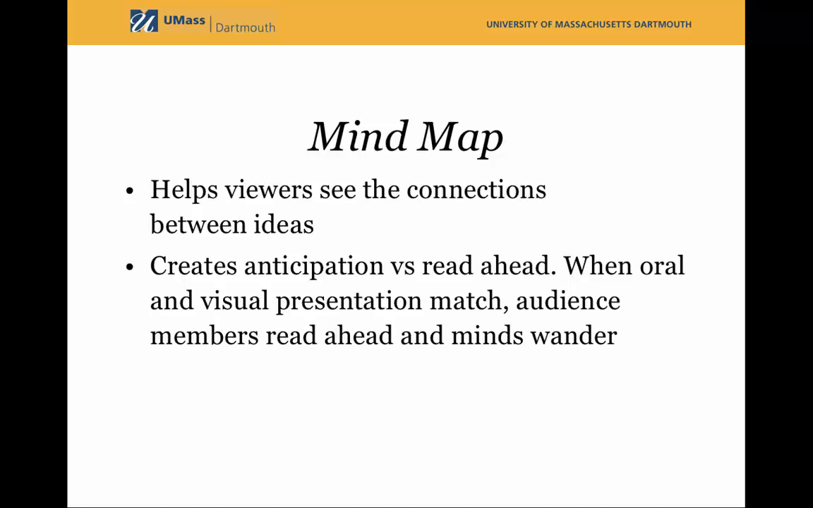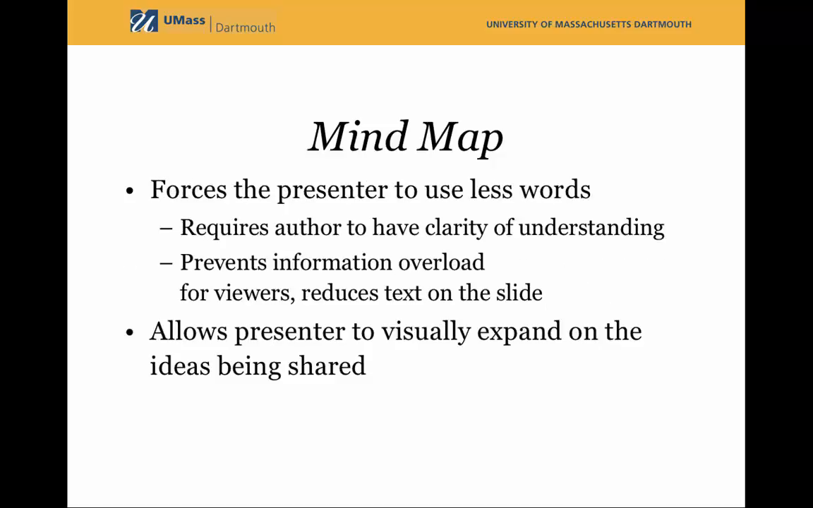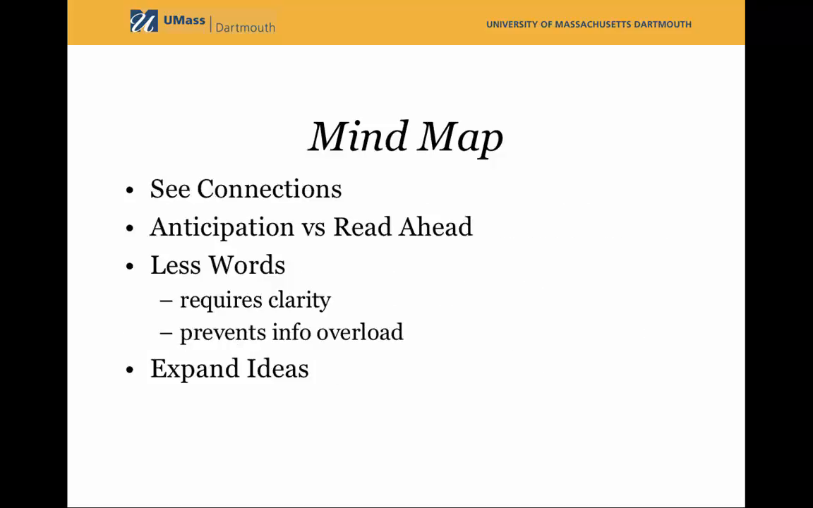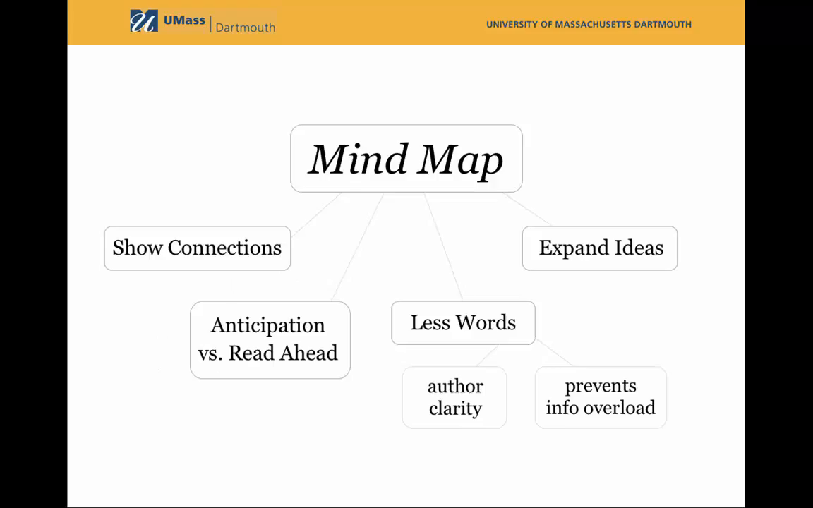Speaking of less words and preventing information overload, we can also take a look at this presentation if I had set it as a bulleted list. There's a lot more text, which can be a bit overwhelming. Even if we only use the small amounts of text I used in the mind map and create a bulleted list with them, we start to lose the visual organization and the relationships between the ideas that we have in a mind map.